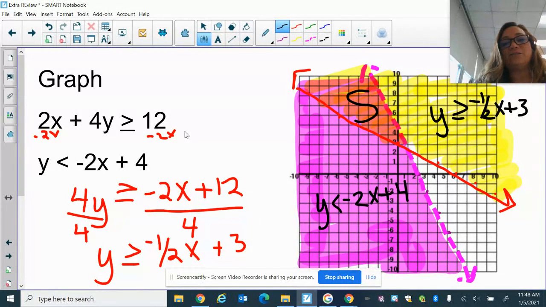Okay, so now if they ask for a point in the solution set, it would be anything on the solid line from, say, around 1 to the left and anything in the double shade, nothing on the dotted line. Okay, that would be included.